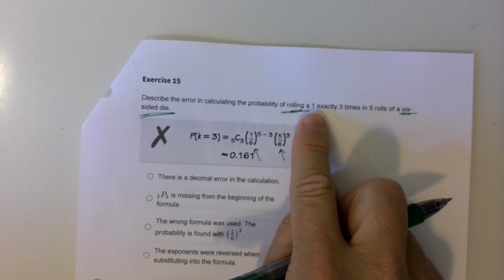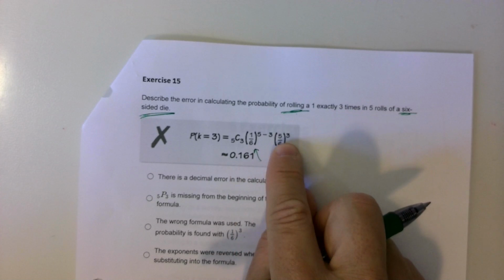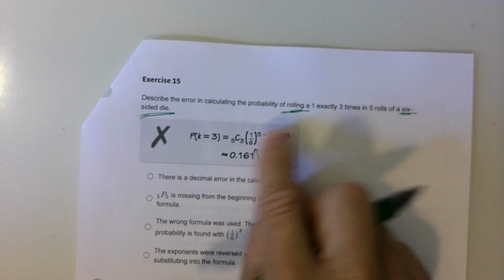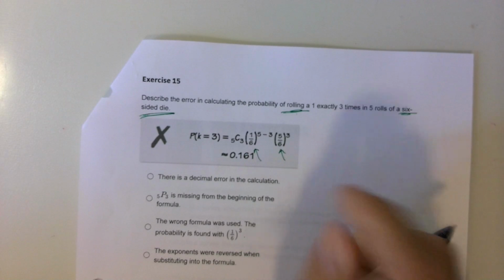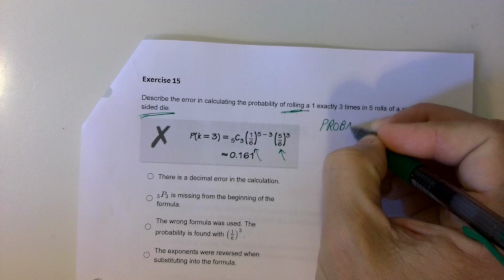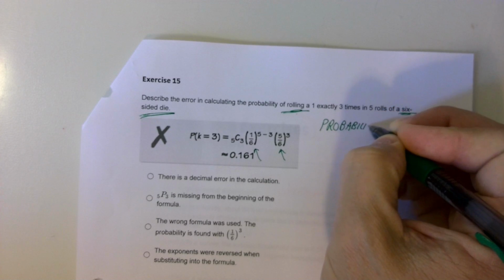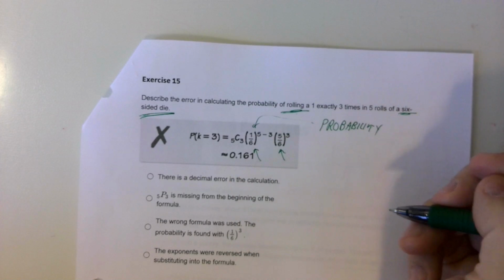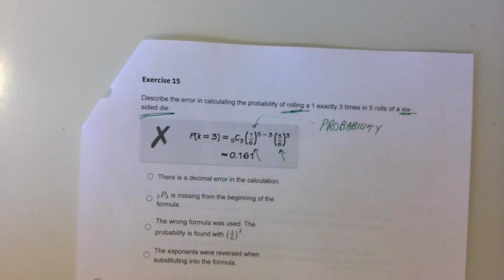Now if this said roll an odd number, then there'd be 3/6 on that one, and this would also be 3/6. Or if it said roll a number less than 5, then there'd be 4 out of 6 possibilities. So you really got to check each time what the probability of what you want is. And that goes right in there. And then whatever it is, minus 100%, goes right in there.